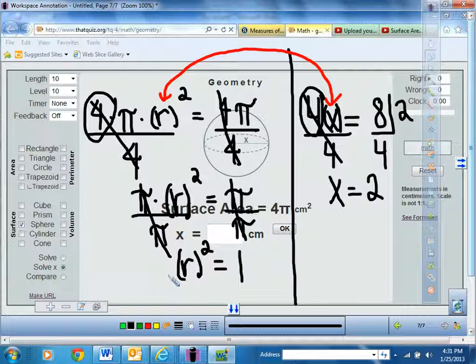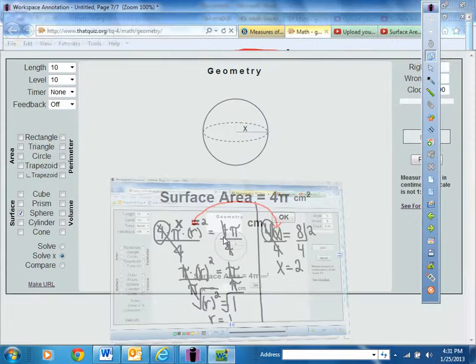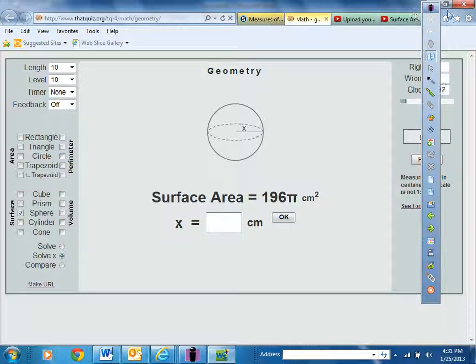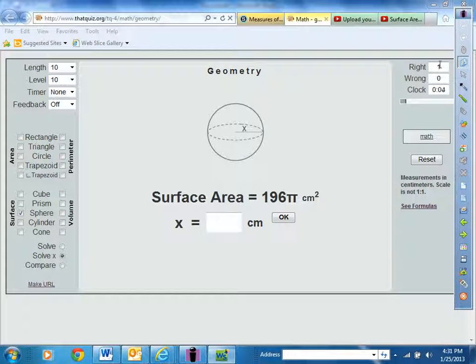But algebraically, what we would do is take the square root of both sides. We know the square root of r squared is just r, and the square root of 1 is 1. So in this case, your radius is going to be 1. R is equal to 1. So I mouse down, and I go ahead and I put 1. And as you can see, that's correct over here.